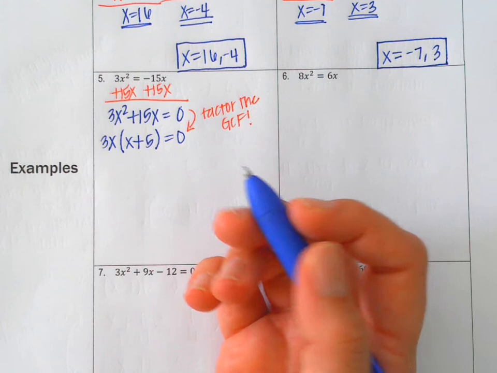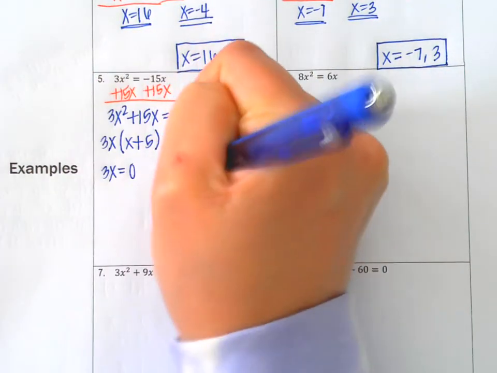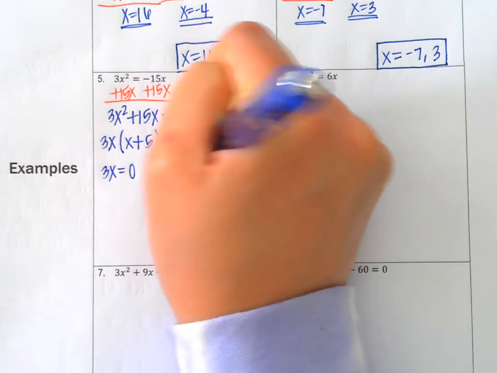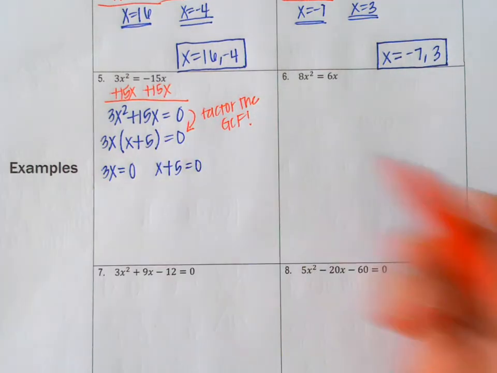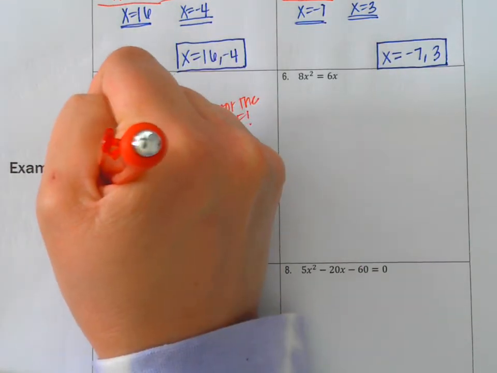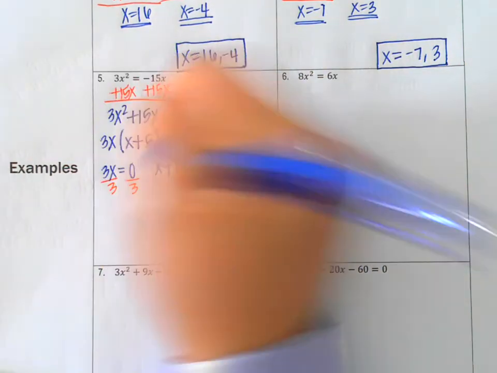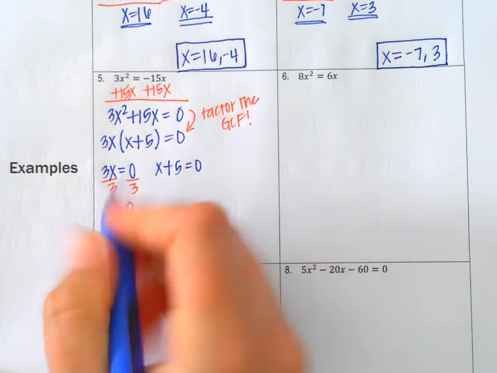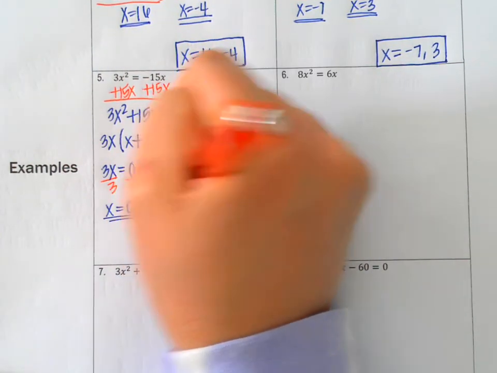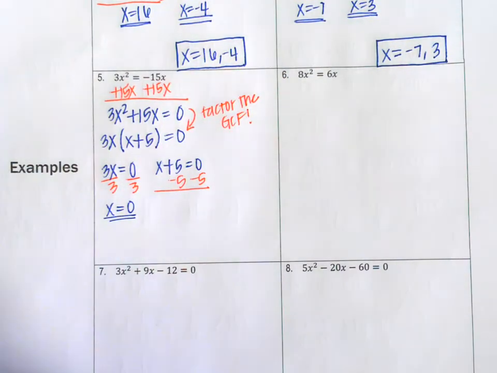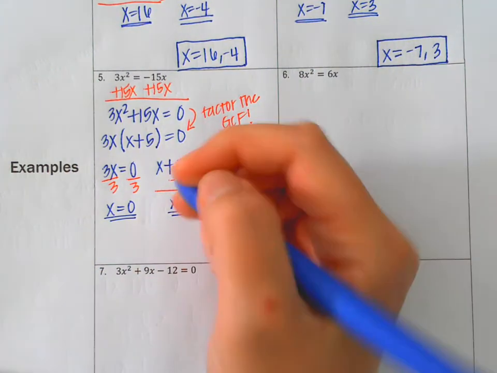Now what's really important is we set 3x equal to 0, and we set x plus 5 equal to 0. And now I can solve for x. So first I'm going to divide by 3 to solve for x because it's being multiplied. x is equal to 0 divided by 3, which is just 0. Subtract 5 from both sides. And I get x is equal to -5. And I have my two solutions.